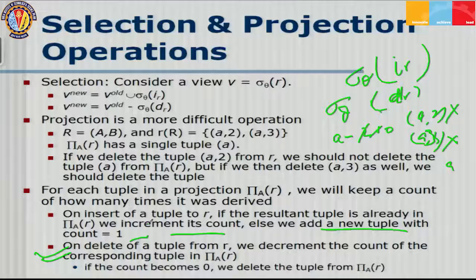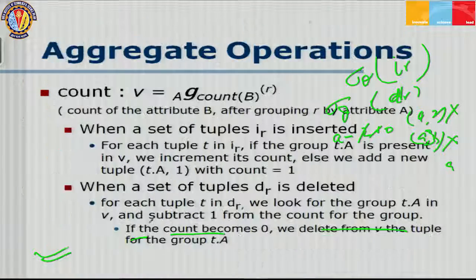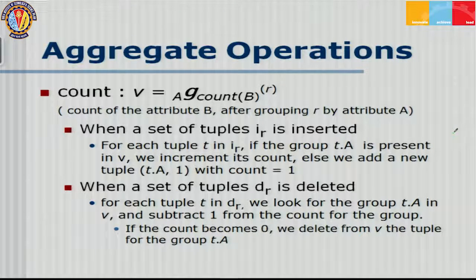So this is selection and projection. Let me now come to certain aggregate operators which we extensively use in data warehousing. So the first operation is count. This is an extended algebra. On R, I am trying to do a count on B, and I am doing the grouping by attribute A, right?